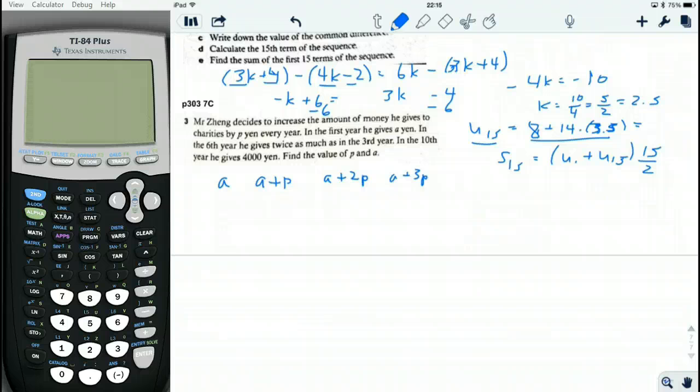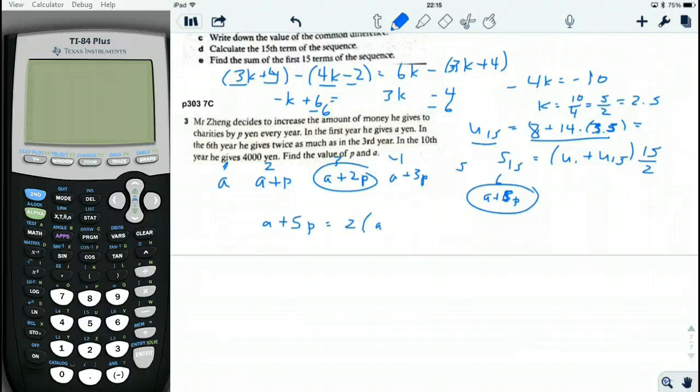The 6th year, which would be, let's see, this is the 1st year, 2nd year, 3rd year, 4th year, 5th year. The 6th year will be A plus 5P, and that happens to be twice as much as the 3rd year. So A plus 5P is equal to twice A plus 2P. In the 10th year, he gives 4,000 yen. So the 10th year would be A plus 9P, and that's equal to 4,000.